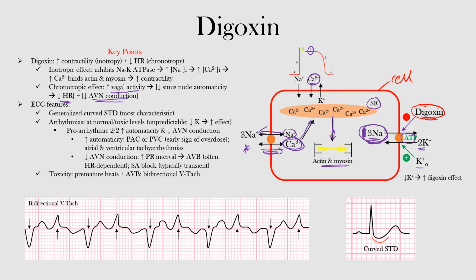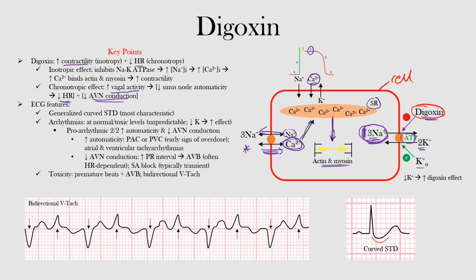Okay, so in summary, digoxin increases contractility and it lowers the heart rate. Those are the main 2 things I want you to take away. Increased contractility, which is the inotropic effects, and decrease in heart rate, which are the negative chronotropic effects here.